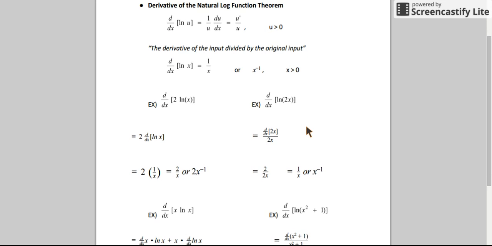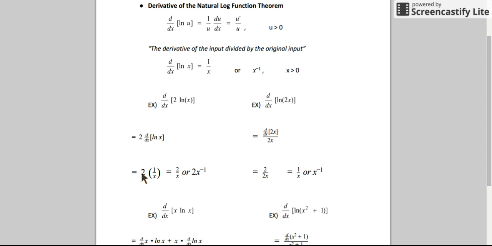Let's do some more examples. It doesn't matter if we have a coefficient in front of the natural log of x. Actually, we're not going to take the derivative of that constant. We're going to shift it out front, and we're going to find the derivative of the natural log of x. So we're going to use that identity derivative. So the derivative of a natural log of x is 1 over x.